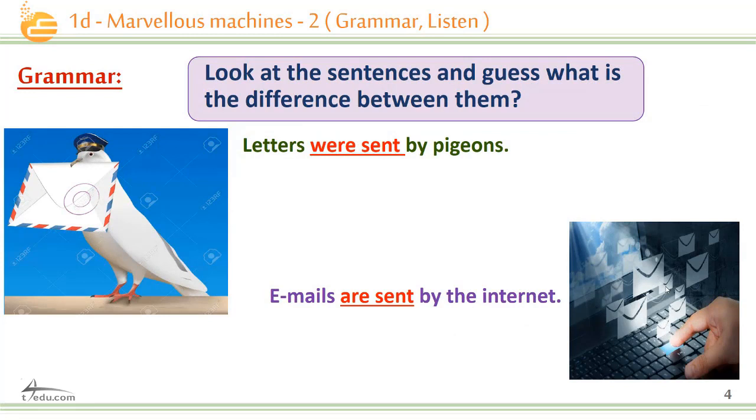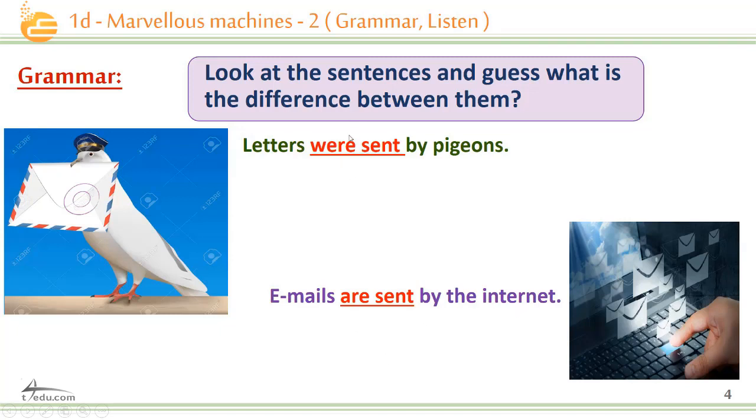Now, let's start the grammar. Look at the sentences and guess what is the difference between them. Letters were sent by pigeons. Look at the words in red. Let's see the other sentence. Emails are sent by the internet.